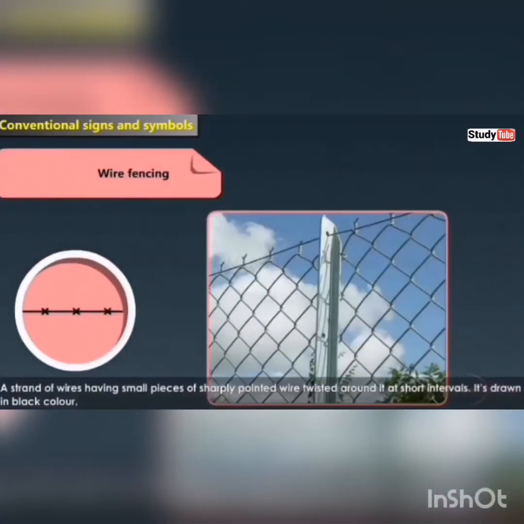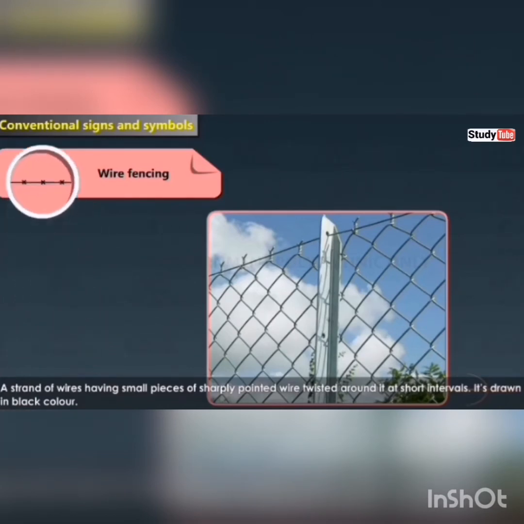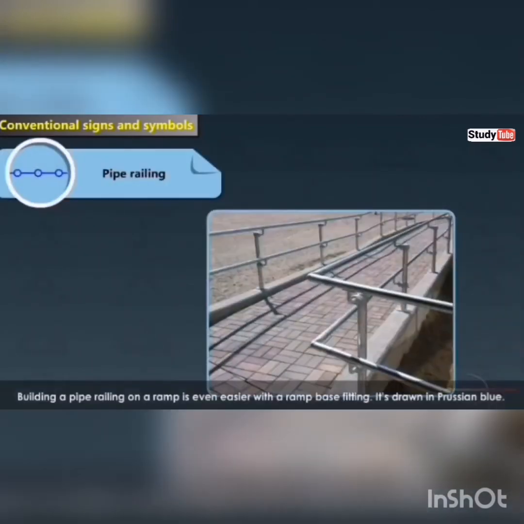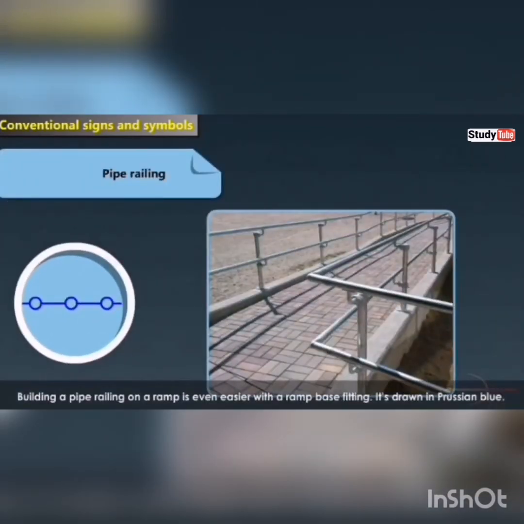Wire fencing. A strand of wires having small pieces of sharply pointed wires twisted around it at short intervals. It's drawn in black color. Pipe railing. Building a pipe railing on a ramp is even easier with a ramp base fitting. It's drawn in Persian blue.